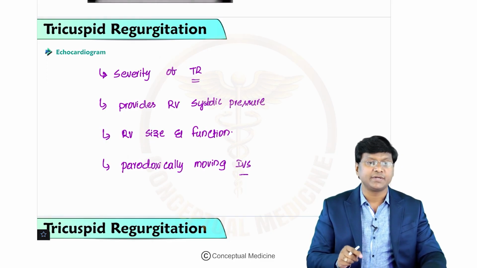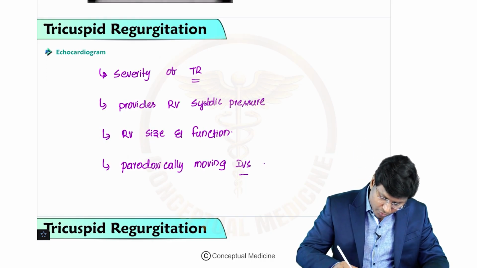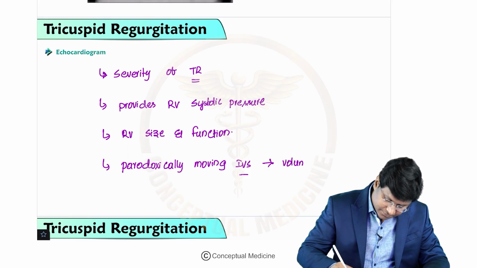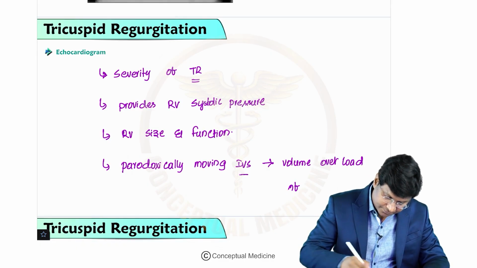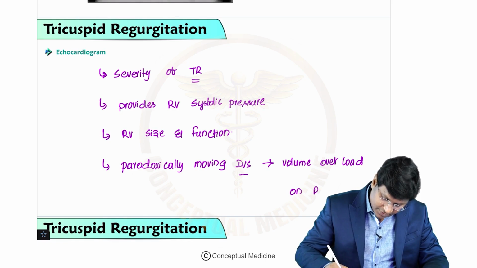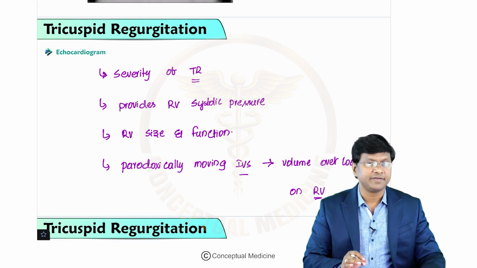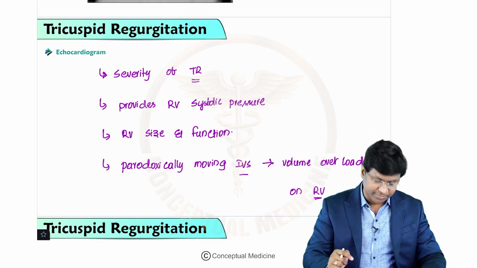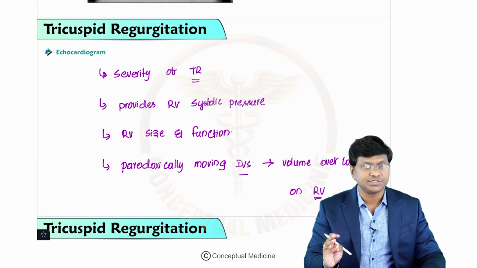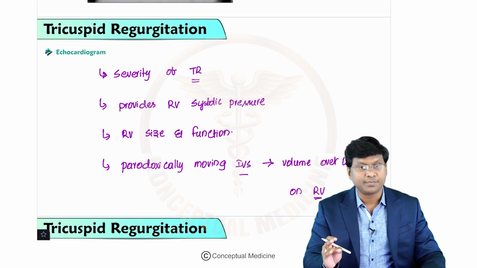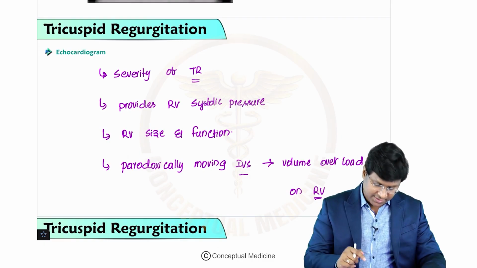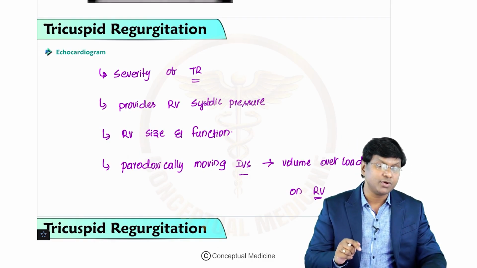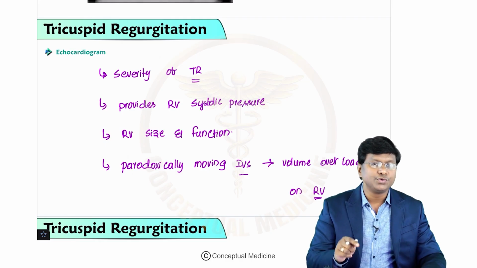A paradoxically moving interventricular septum may be present due to volume overload on the right ventricle. So that is about the echocardiographic picture in patients with tricuspid regurgitation. Number one, it will assess the severity of tricuspid regurgitation. In addition, echocardiography or Doppler provides the right ventricular systolic pressure as well as the right ventricular size and function.